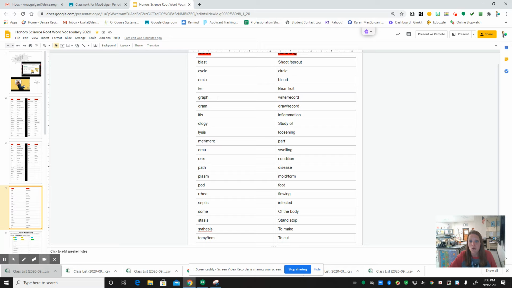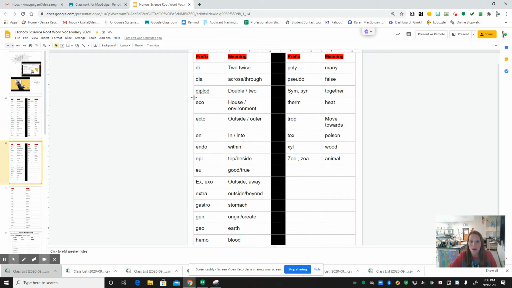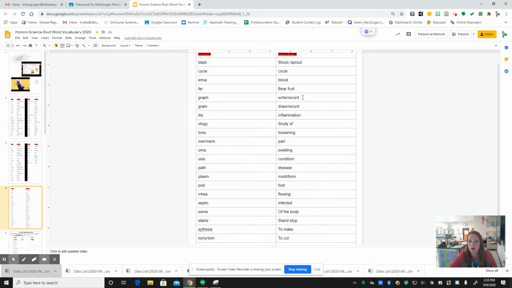So you can see graph, to write or a record. Okay, so echocardiograph. Actually echo is on this slide, but the graph. So it's a writing or a record of your heart. Okay, so you can kind of get the meaning of this. Ology or logy is the study of, so biology. Okay, so we'll go to the prefix. Bio means life. Ology or logy means the study of. So you know that biology is the study of life. So that's why it's really beneficial breaking those larger sciencey words into smaller, simpler words to make it make sense to you. Okay, so that's going to be your list of words, slides 2, 3, and 4.